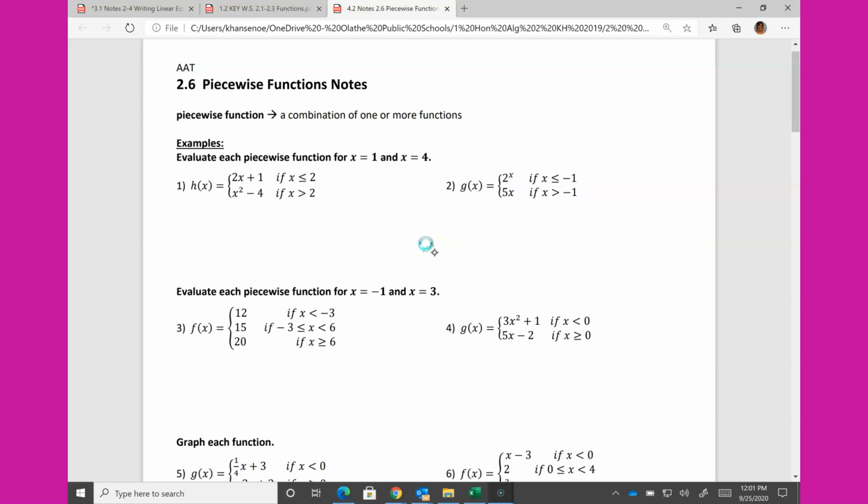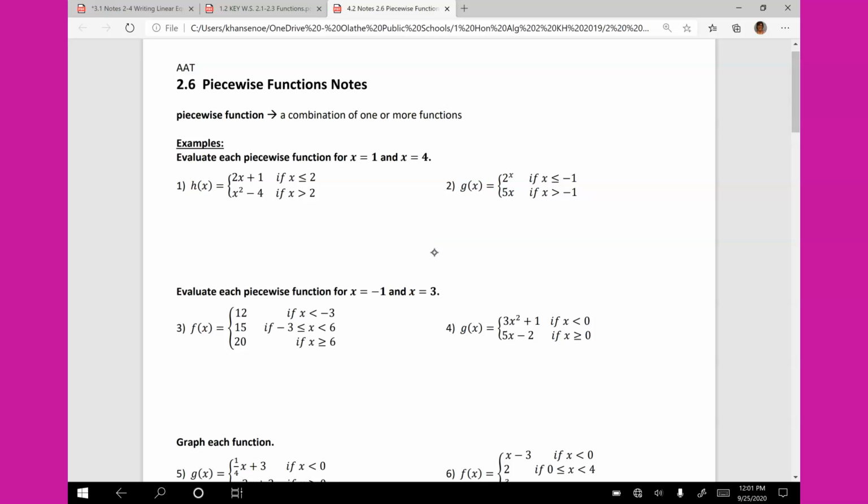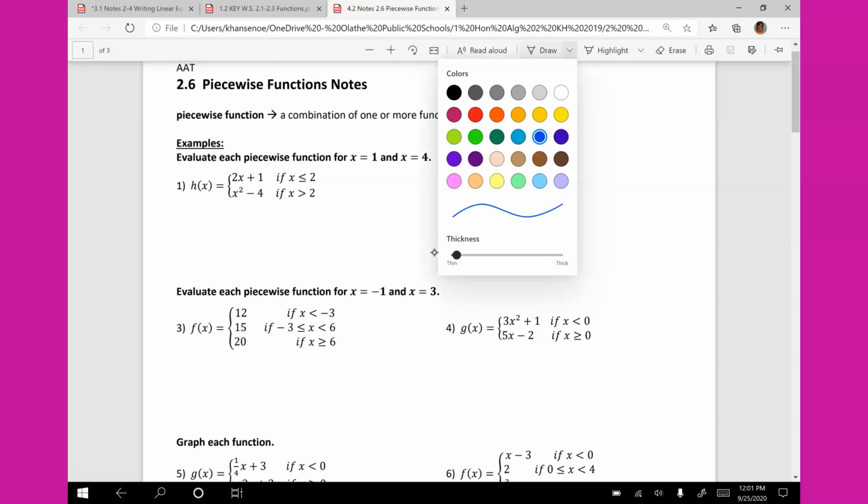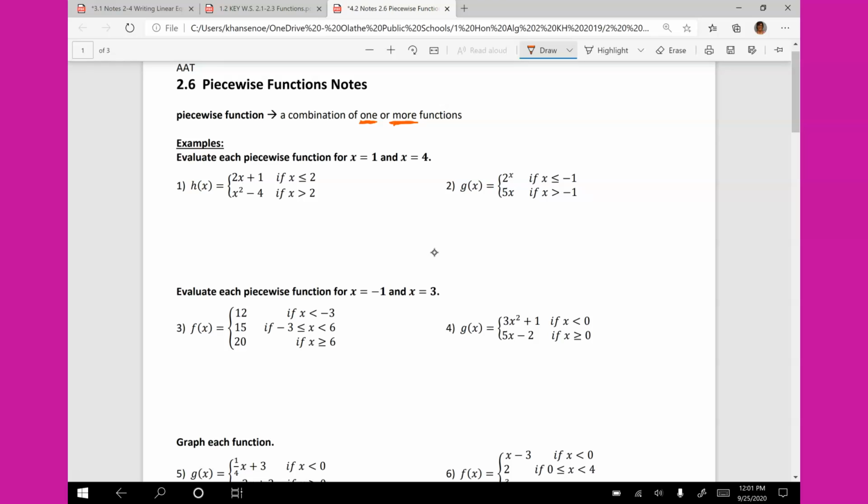All right, so today we're going to talk about piecewise functions. Piecewise functions really means you are taking a piece of a function, and it is a combination of one or more functions. My notes are just showing you examples.